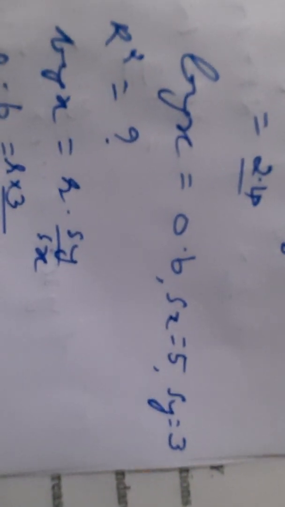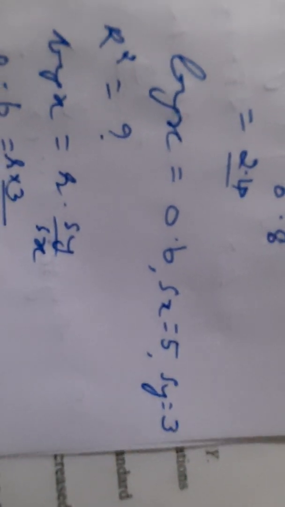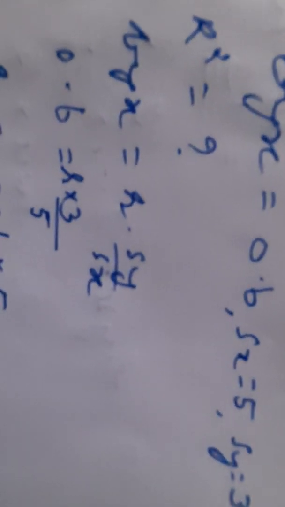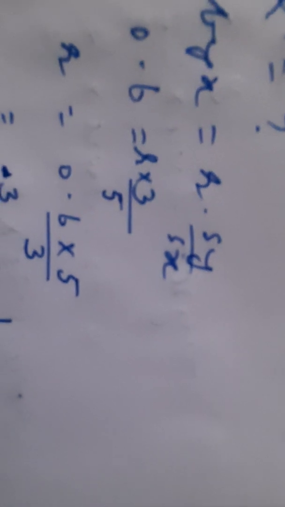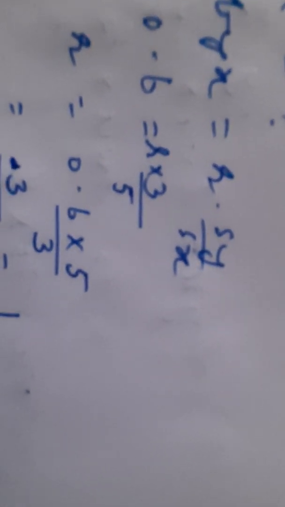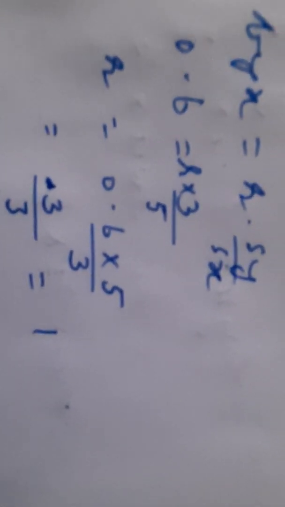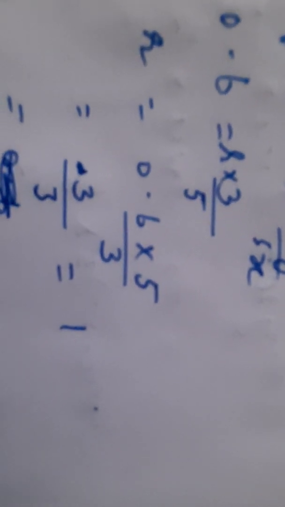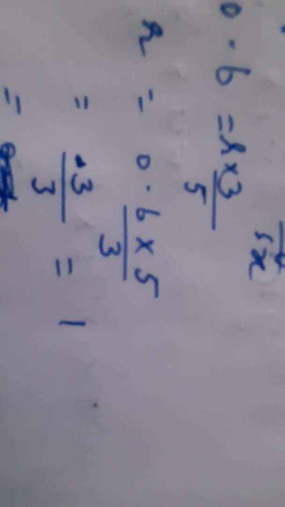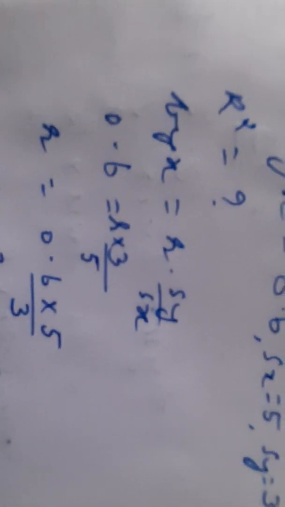You know the equation, byx is equal to r into sy upon sx, and therefore we can write 0.6 is equal to r into 3 by 5. So r equals 0.6 into 5 by 3, which is 3 by 3, equal to 1. So r is 1, and if we want to find out r squared, then capital R squared is small r squared, that is equal to 1. So we can say r squared is 1.